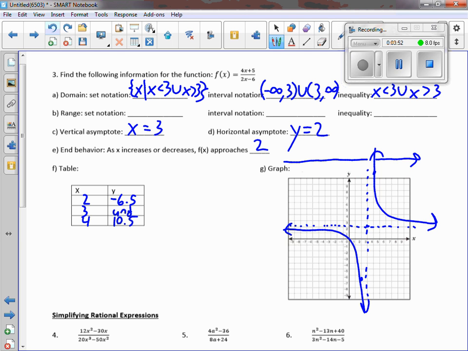For the range, same thing, but down to up. We always read range down to up. So it starts at negative infinity, comes up. It jumps over that 2 and continues on up. So it would be y is less than 2, union y is greater than 2. Close squiggly line. Interval notation is negative infinity to 2, union 2 to infinity.